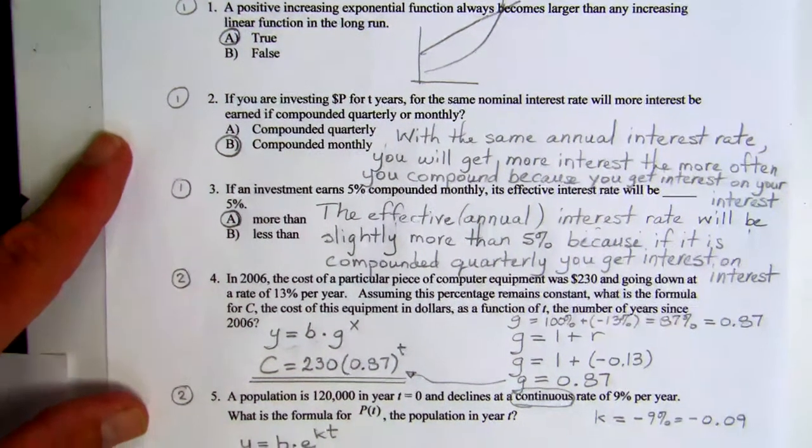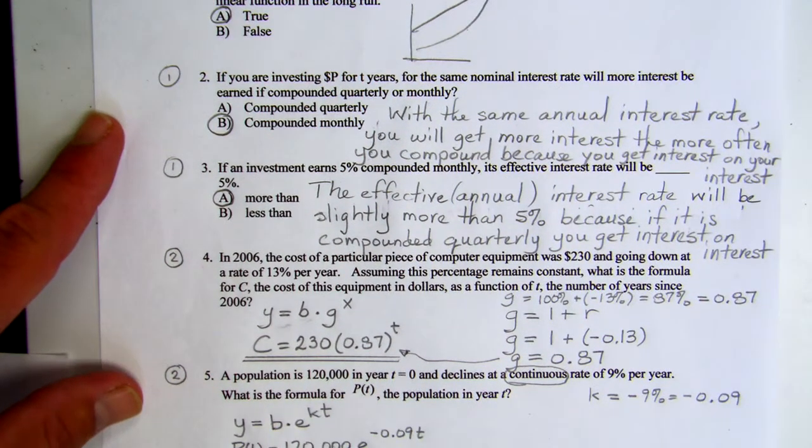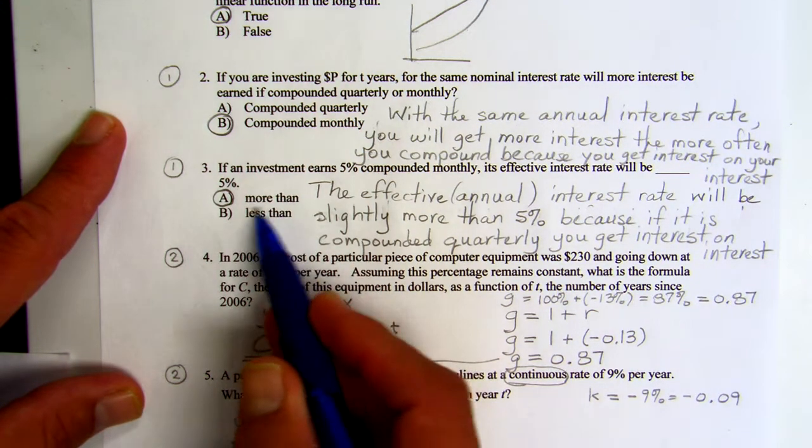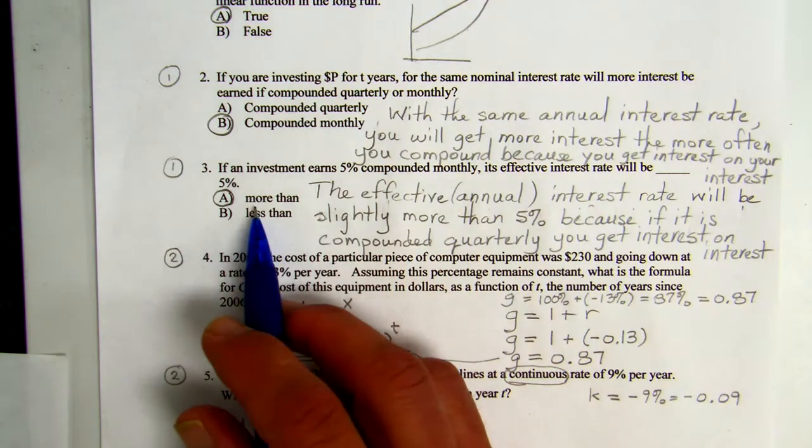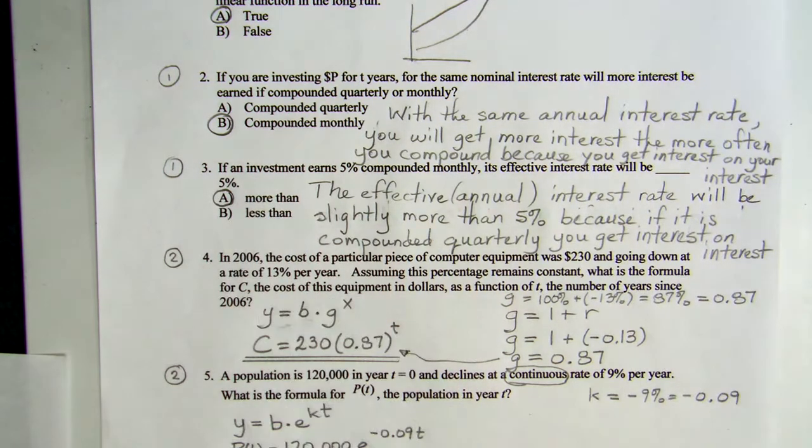And for the third one, the effective interest rate, let's see. Yeah, because you're compounding monthly, you get more interest on your interest. So the effective interest rate will be more than 5% because you're getting interest on your interest rate.